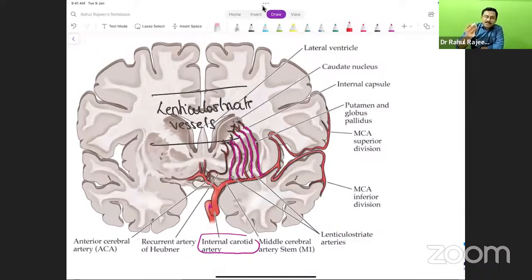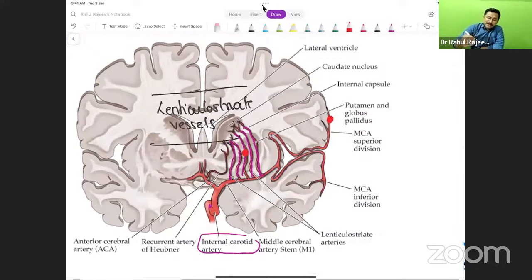Though these are very small vessels, if there is an occlusion in any of the vessels, though they are small, the impact is big. Can someone tell me why the impact is big? Suppose I have a blood clot in one of the lenticulostriate arteries versus a blood clot in one of the superior divisions of the middle cerebral artery. The impact is bigger in the lenticulostriate artery, because it supplies the internal capsule, which is why the weakness is there.